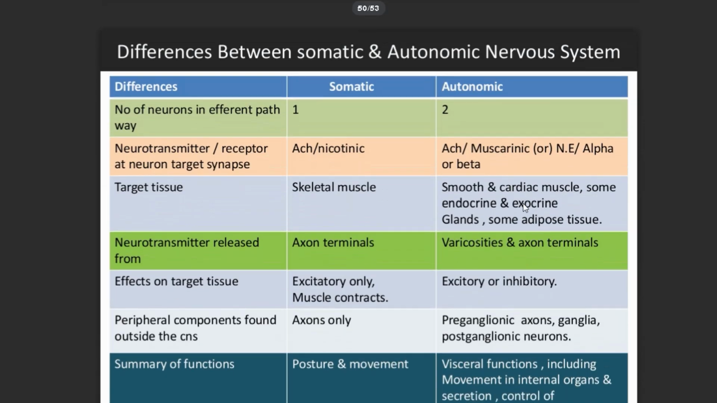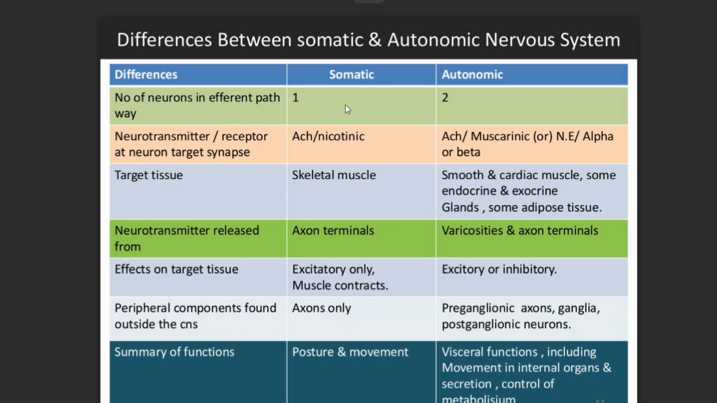Now we are summarizing the difference between the somatic and autonomic systems. Number of neurons in the efferent pathway: somatic has just one motor efferent neuron, whereas autonomic has two, preganglionic fibers and postganglionic fibers. The neurotransmitter in somatic is acetylcholine, and the receptor is nicotinic. Whereas in autonomic, the acetylcholine receptor is muscarinic, or norepinephrine with alpha or beta adrenergic receptors.